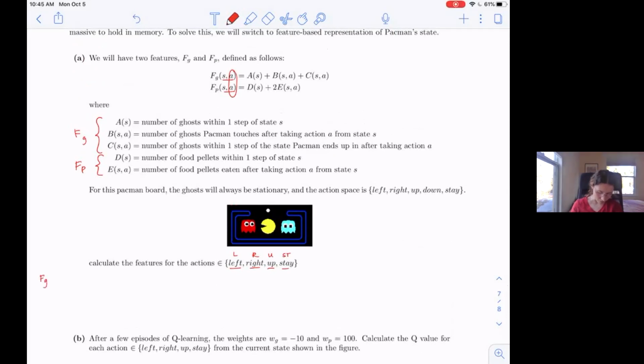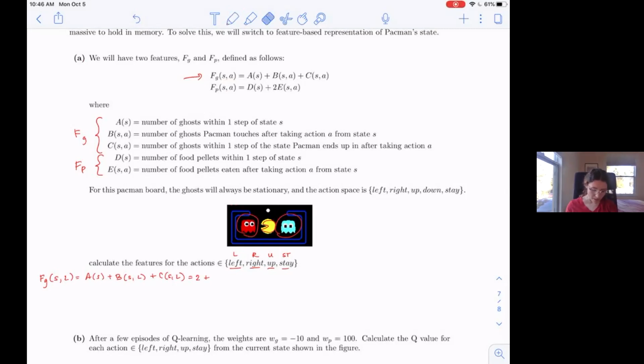So we're trying to compute FG, which is the first feature function here, for a state S, and we want for the action, let's say, left. So this is going to be A of S plus B of SL plus C of SL. Okay, what is A of S? A of S is the number of ghosts within one step of state S. So in state S, if Pac-Man is right here, within one step of this state, there's 1, 2 ghosts. So A will equal 2.